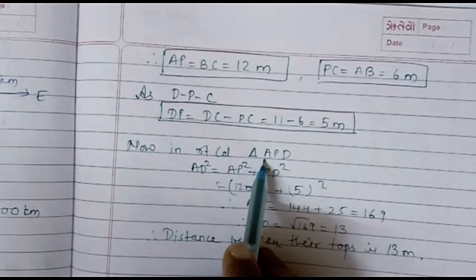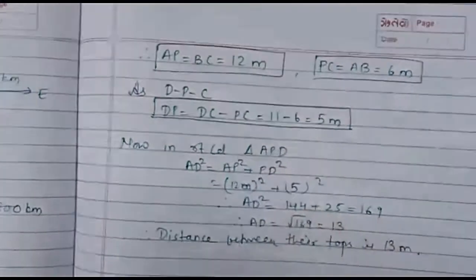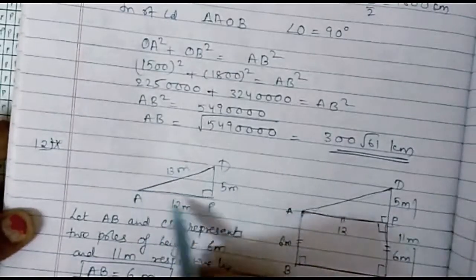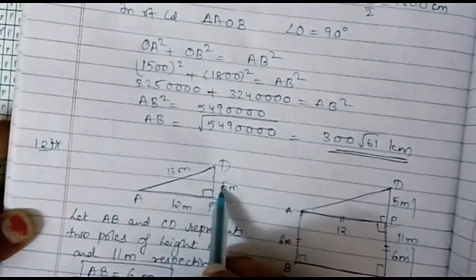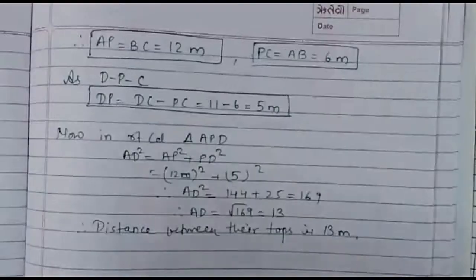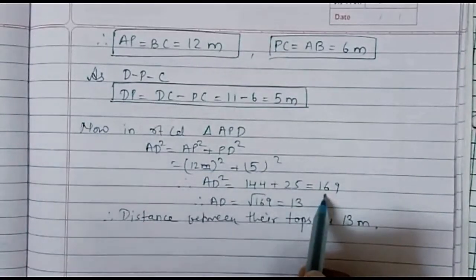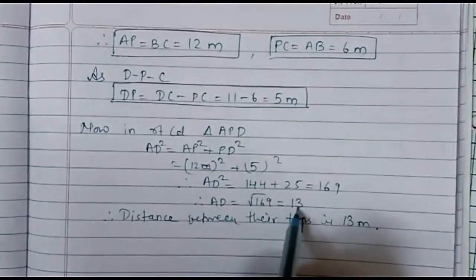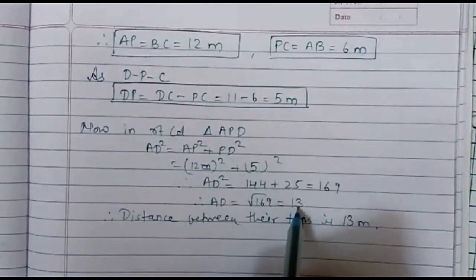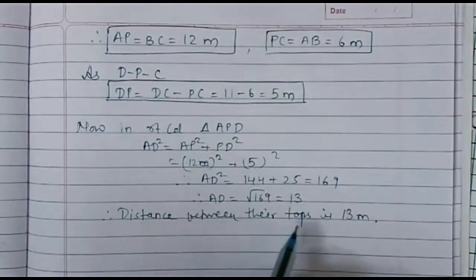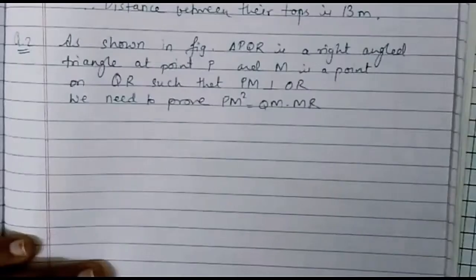Now in right angle triangle APD, which we had drawn previously, so this is your right angle triangle APD, AP square plus DP square is equal to AD square. So that's what I have written. 12 the whole square plus 5 the whole square is equal to 169, and so AD will be root 169, that is equal to 13, and hence distance between their top is 13 meter.